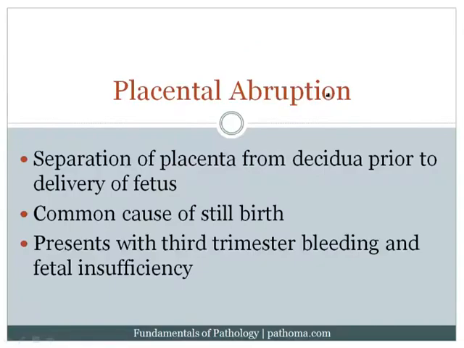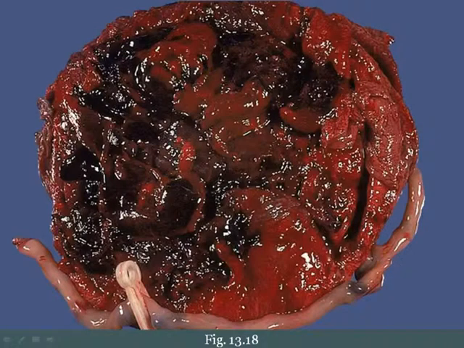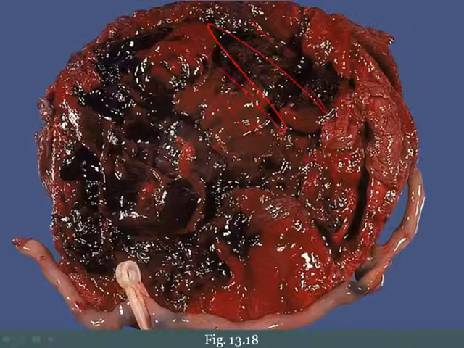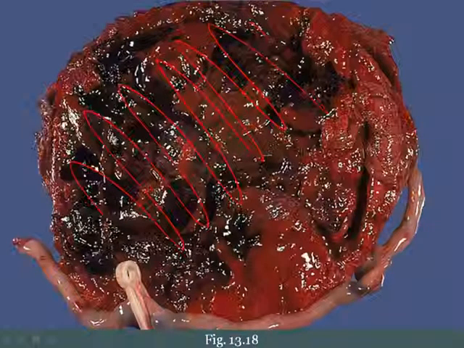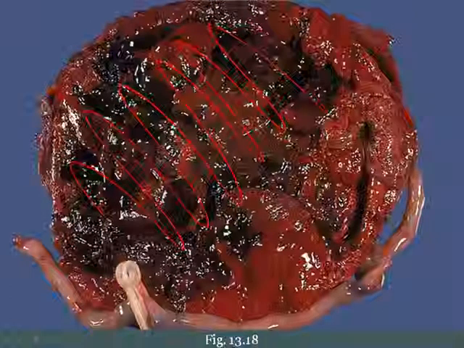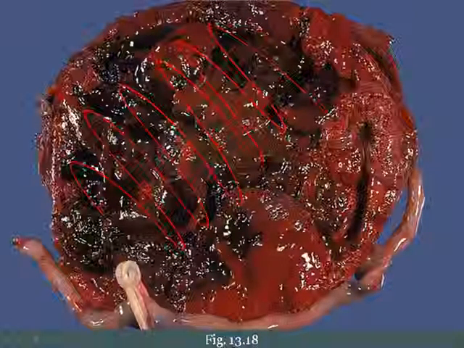Classically, when you remove the placenta in these patients with placental abruption, you see that there is blood on the surface of the placenta that was up against the decidua, the maternal surface. That's called the maternal surface, and there will be a very bloody maternal surface with clots along its surface.